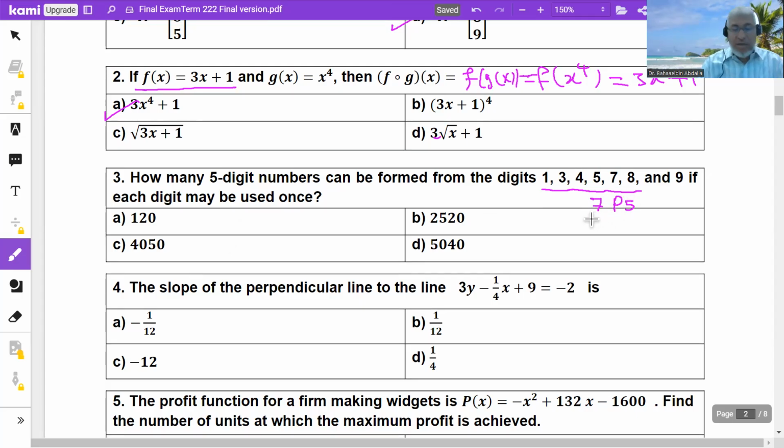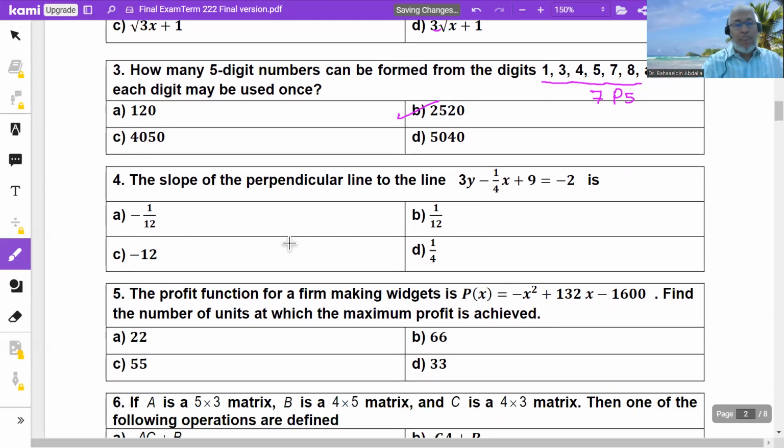Permutations. So you can use the calculator and find 7P5. It is there. 7P is there in the calculator. In my calculator, it is above the product. 7P5, and the answer is 2520. So that's the answer to the question.